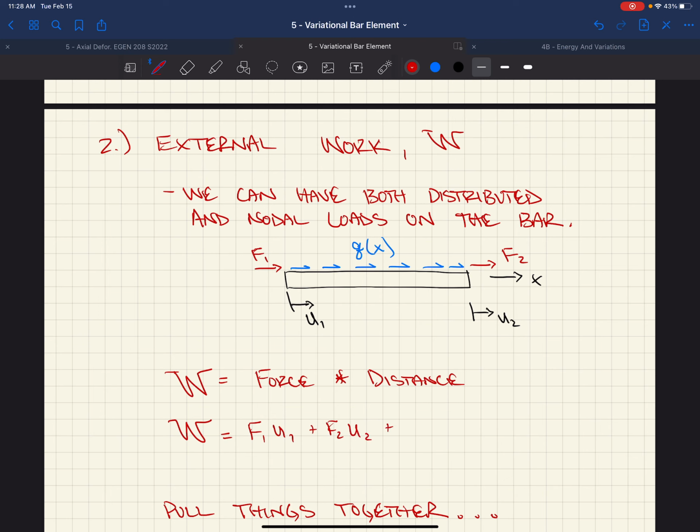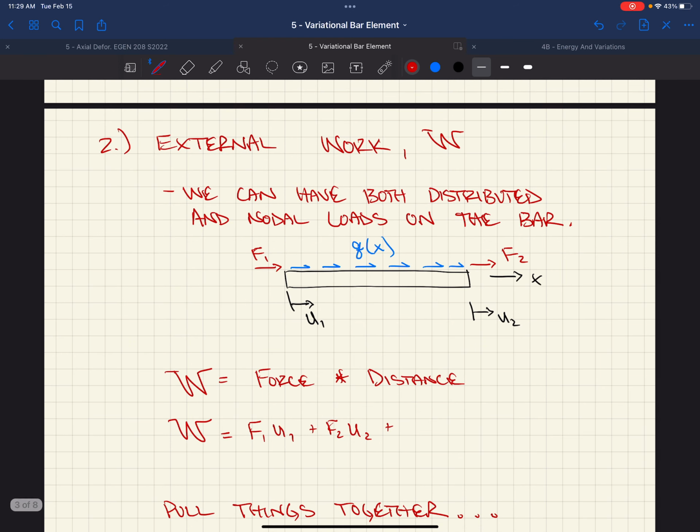Now we have this uniform distributed load over the length of the element. We really need to look at how each of the contributions of that load over each of the incremental steps of that element, right? Because as we go from U1 to U2, we're going to have some sort of displacement function, U sub x, between node 1 and node 2.